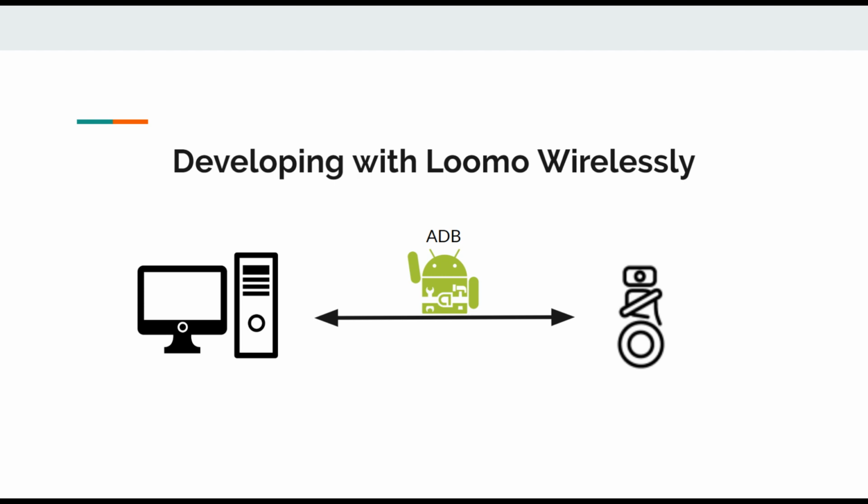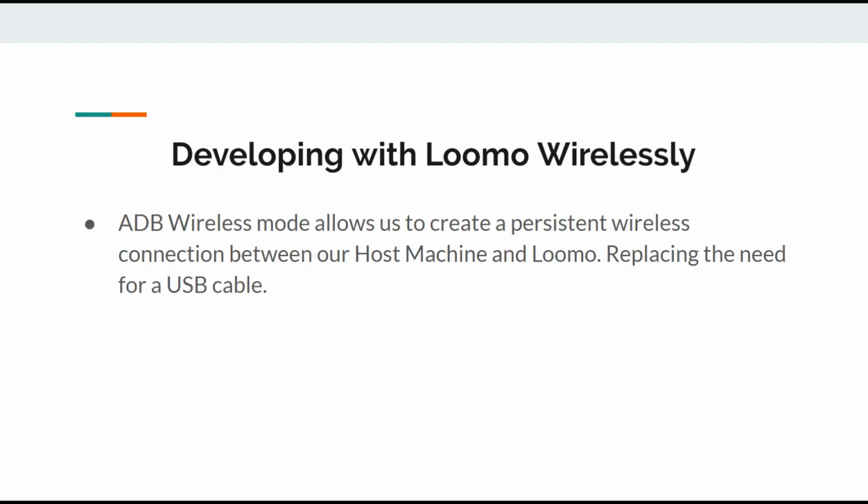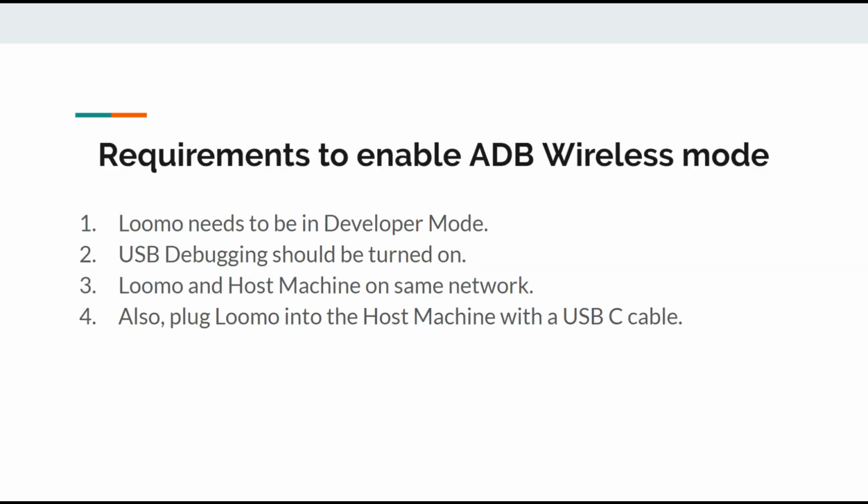Now, when developing and testing your application on Loomo, it can be inconvenient having to plug Loomo back into your computer every time you want to run a new test of your application. ADB wireless mode allows us to create a persistent wireless connection from our host machine to Loomo, replacing the need for a cable. To set up ADB wireless, we need to make sure that Loomo is in developer mode, that USB debugging is enabled, and that it's connected to the same Wi-Fi network as our host machine.